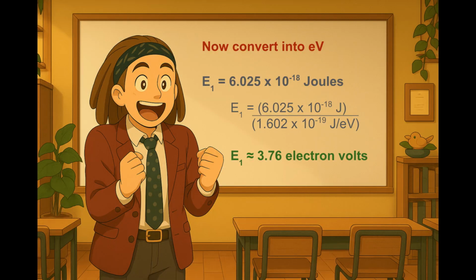Now, let's convert this to electron volts. E1 equals 6.025 times 10 to the negative 18 over 1.602 times 10 to the negative 19 joules per electron volt. E1, approximately 3.76 electron volts. This is our ground state energy.